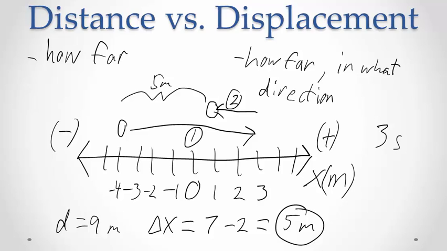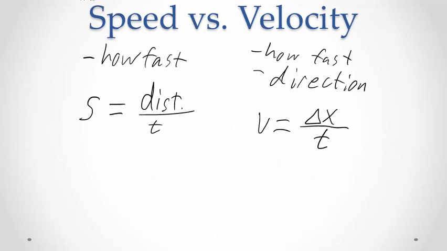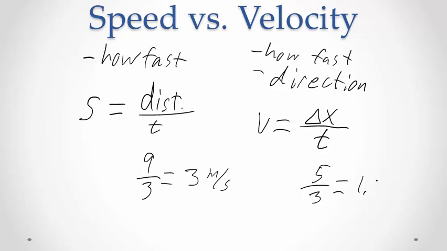If we go over here, let's look at our speed picture. The distance was 9. The time was 3 seconds. So that is a speed of 3 meters per second. Here the displacement was 5. And the time was also 3 seconds, so 5/3 or 1.67 if you want to do some rounding meters per second. Okay, so the numbers don't match necessarily if we change directions.